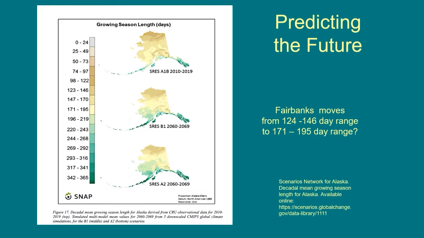Climate modelers are also interested in trying to predict how the growing season will change over time. Compared to the top map that illustrates the situation of the decade from 2010 to 2019, the entire state is predicted to have a longer growing season by 2060 to 2069, as shown by the middle map. It's difficult to see individual locations on the map, but it appears that Fairbanks will add an entire month to its growing season over 40 years.